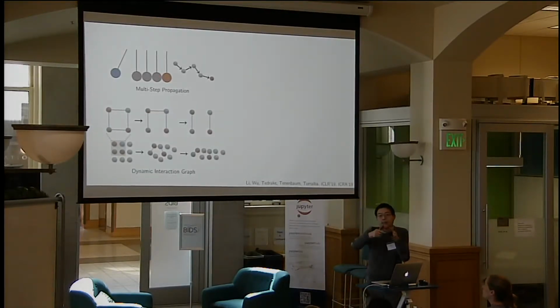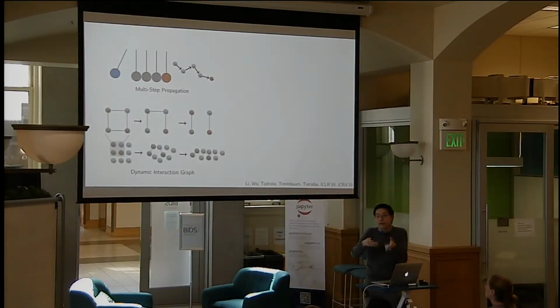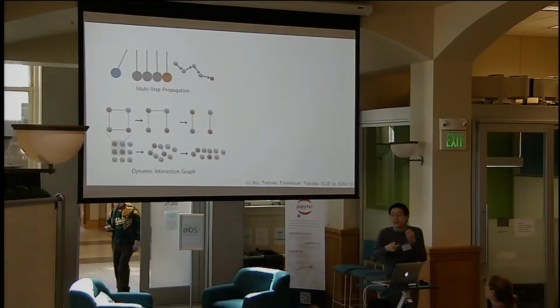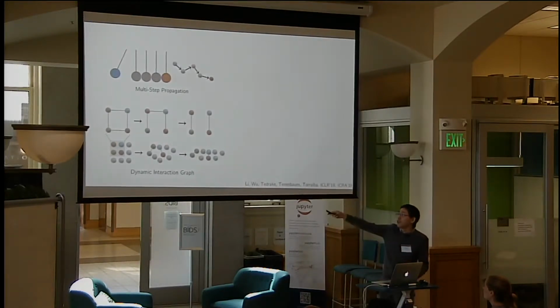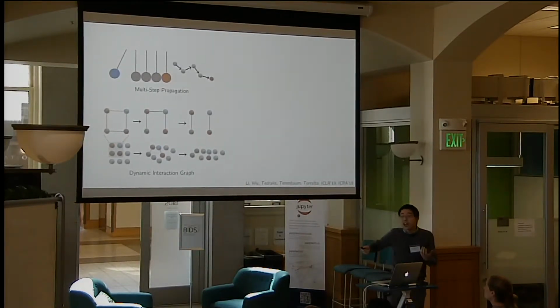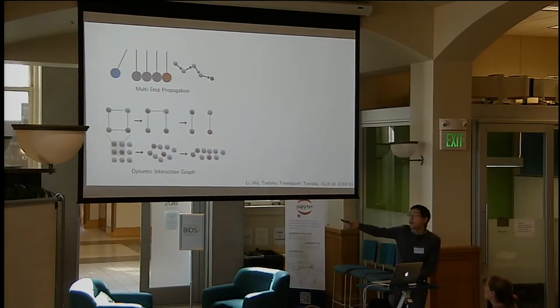So if you're only representing a fixed graph, then it's not going to be able to capture the dynamic changes of the relations or the neighborhoods of each particle. So you have to change your graph or build a graph over time. So that's what we call this dynamic interaction graph.